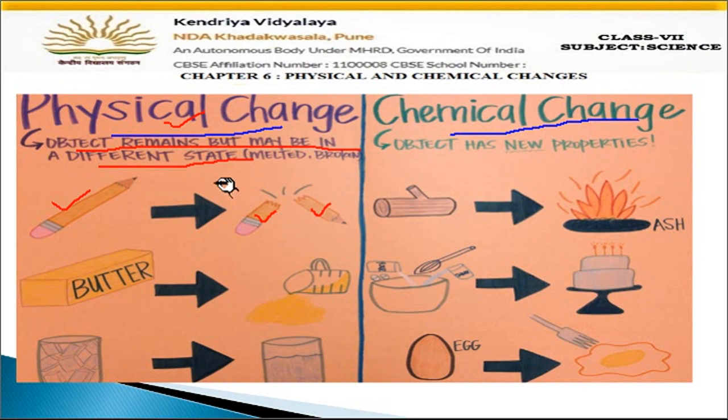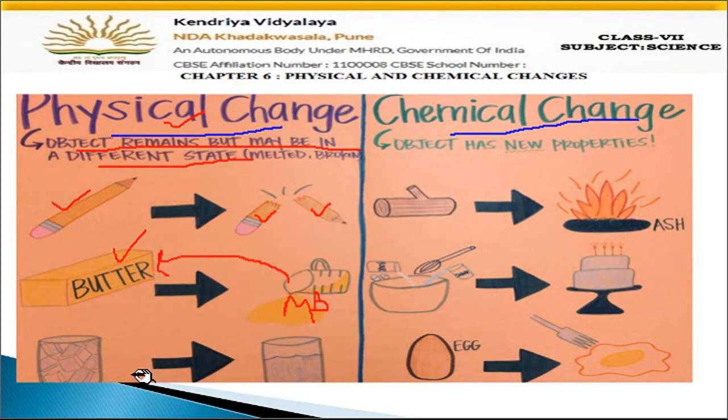Now, in the second one, you can see butter is given. Now, what is the change shown here? That the butter is melted now. This is melted butter now. Melted butter, but properties are the same. Whether it is solid form or liquid form, properties are the same. And no new substance is formed. It is butter only, right? And if you freeze the melted butter, you can get the solid butter back. So, it's a physical change.